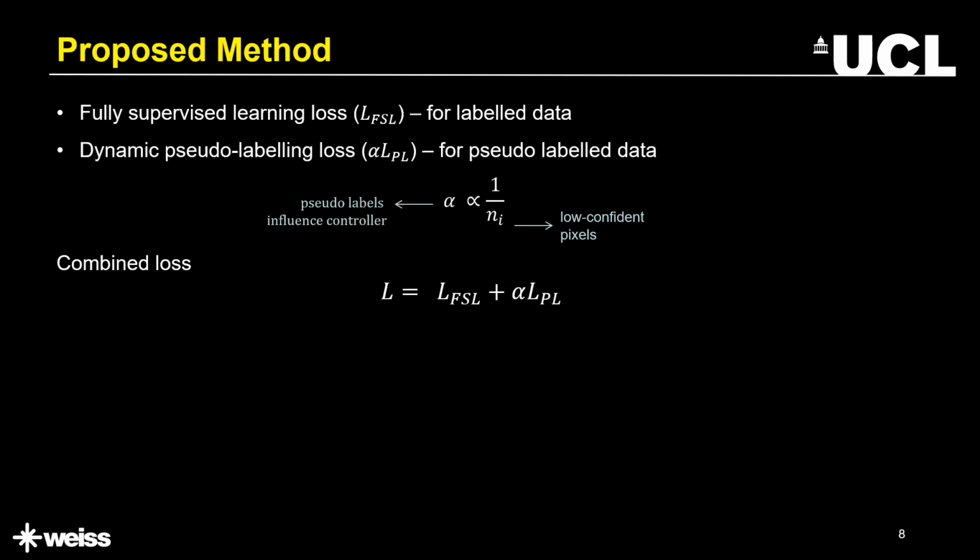The method consists of two loss functions. First is applied on the labeled data and referred to as the fully supervised learning loss, while the second loss is applied on the pseudo-label data and is referred to as the dynamic pseudo-labeling loss. In the dynamic pseudo-labeling loss, we have an alpha parameter. This is the pseudo-label influence controller. So if there are more low confidence pixels in an image, the pseudo-label influence will become higher. By combining these two loss functions, we get the combined loss.